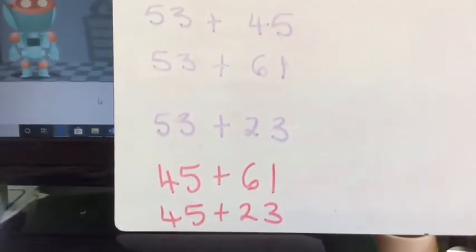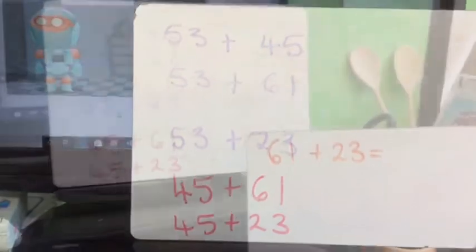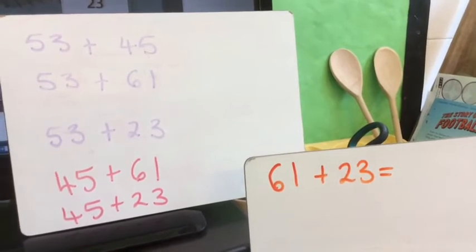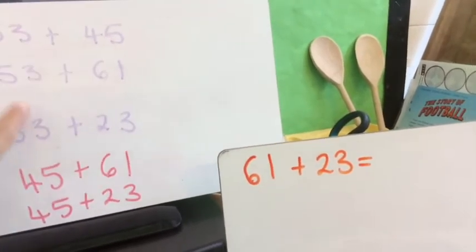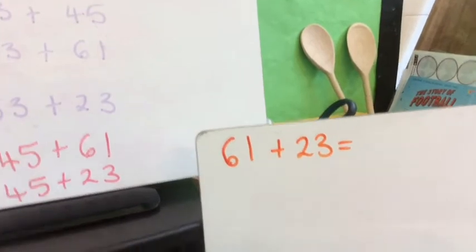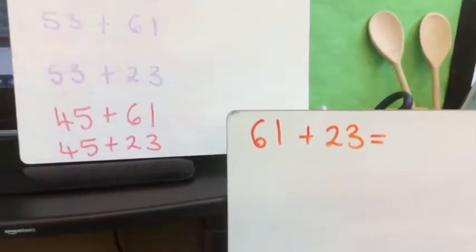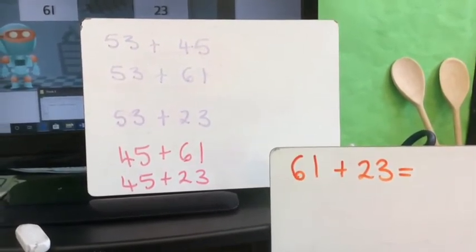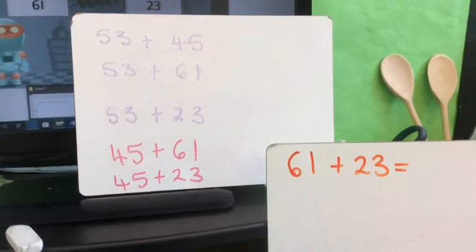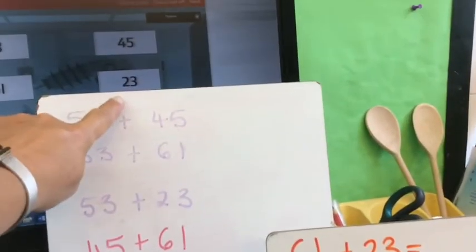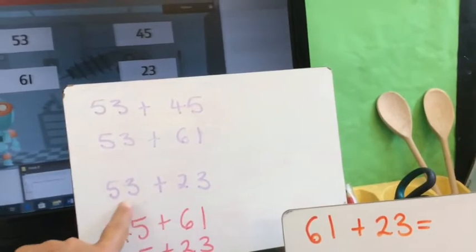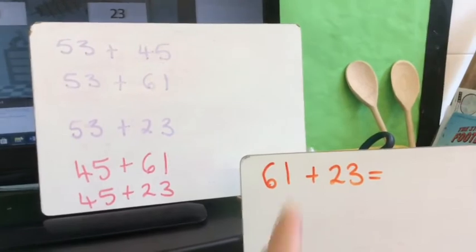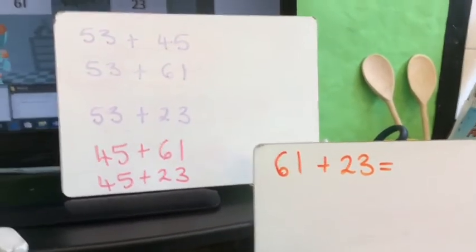So now let's see what sums we can do, starting with 61. Well, we've already added the 61 and 53 together, look. And we've done the 61 and 45. But we haven't done 61 add 23 yet. And those are the 6 sums we can generate from those 4 numbers. There's no point starting with 23 because you've already got 23 add 53. You've already got your 23 add 45 and your 23 add 61.